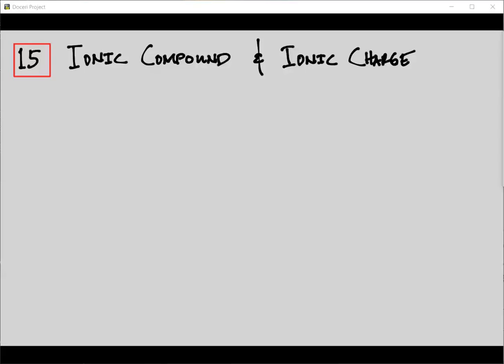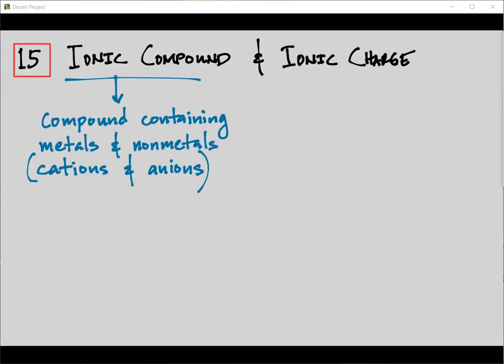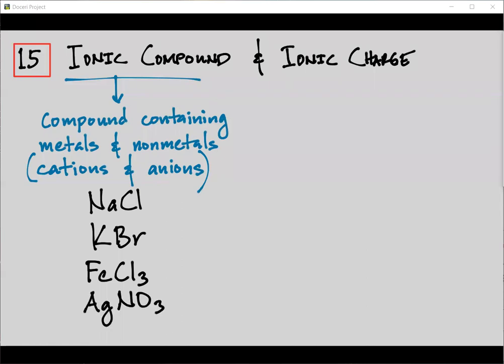All right, the first one here is ionic compound and ionic charge. So ionic compounds are basically compounds containing metals and nonmetals. Okay, so it's a combination of a metal and a nonmetal, or cations and anions. All right, positively charged cations and negatively charged anions. So here's a few examples. We have NaCl, KBr, iron(III) chloride, and silver nitrate.